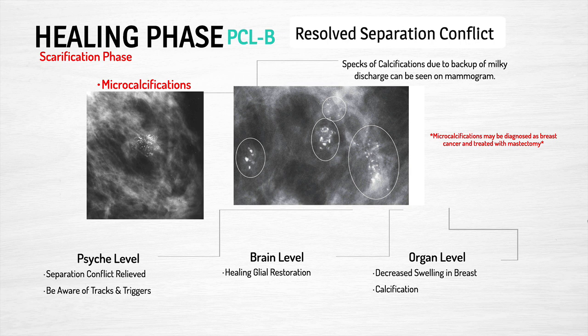It's the scarification phase. And so this is a sign of a resolved separation conflict. And so these are like at the end of the milk ducts. So there's little bits of milk that get backed up into the duct itself, and these form these microcalcifications. And this can also be spotted on mammogram. Unfortunately, conventional medicine will see these as an early sign of breast cancer and may go a radical route and treat this with a mastectomy. But we know that this is the sign of a healed and resolved separation conflict. And there's also healing glial restoration at the brain level. And so that's the finished separation conflict and what we get at the end.